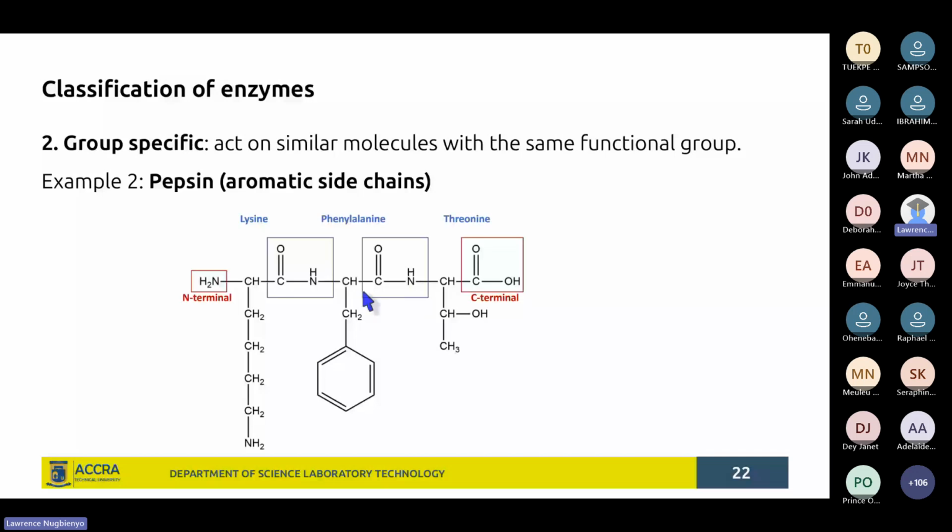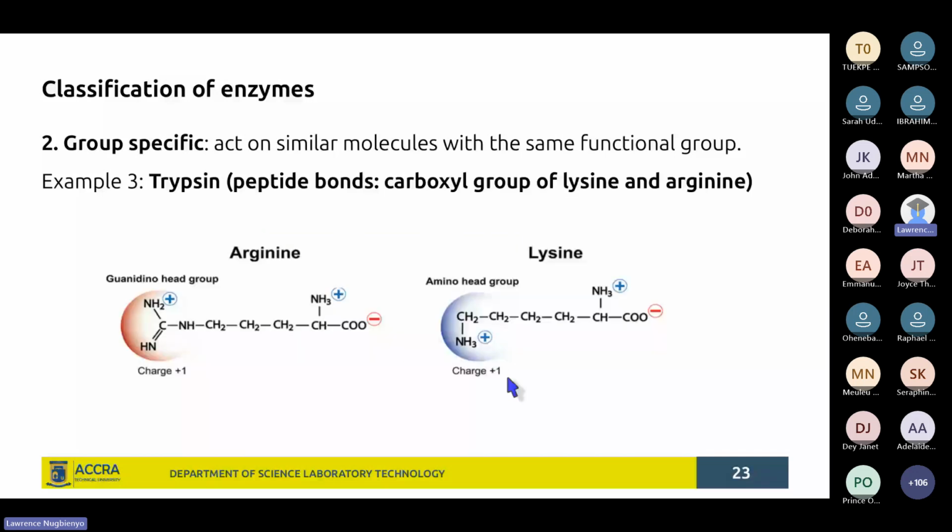It's group specific. We do have trypsin also being group specific, which will be acting also on the peptide bonds that are formed between the carboxylic acid group of amino acids arginine and lysine with other amino acids.